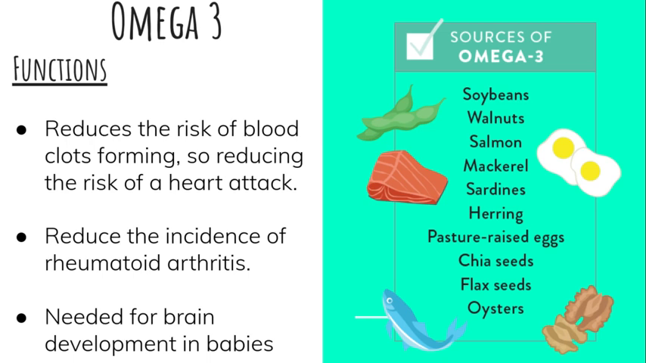It reduces the incidence of rheumatoid arthritis that's common in elderly people, and it's needed for the brain development of babies. Sometimes people get a bit confused and think that oily fish will make you brainy. It doesn't actually improve your brain function in an adult, but it is needed for the development of a baby's brain.